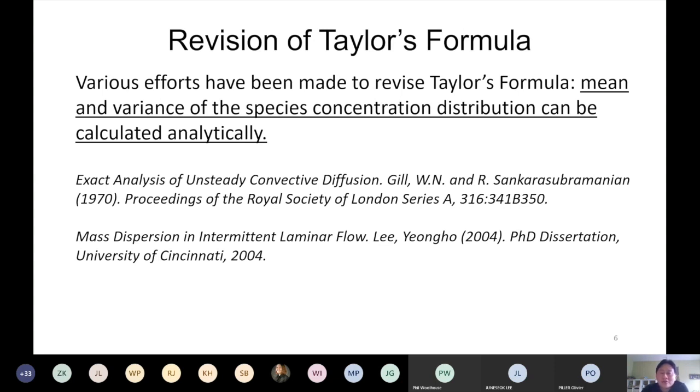So there is some revision to Taylor's formula. The theoretical basis is that the mean and the variance of the species concentration distribution can actually be calculated analytically. There is a classical paper by Gill in 1970, and Yang Ho Lee, who got his PhD at the University of Cincinnati, Steve Buchberger's student, gave an excellent approximation of this effective dispersion coefficient when the time is shorter than what's required in Taylor's formula.